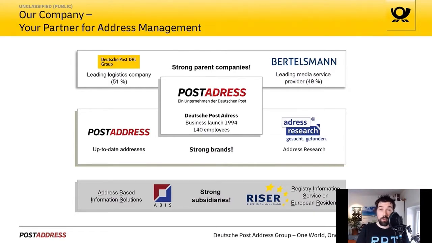And altogether, we make sure that the addresses of your clients are always up to date, so that if you send them mail, it really reaches its destination. And as every company, we have a lot of processes. We deal with physical mail, obviously, and there are many processes that are worth automating. And that's what we did.